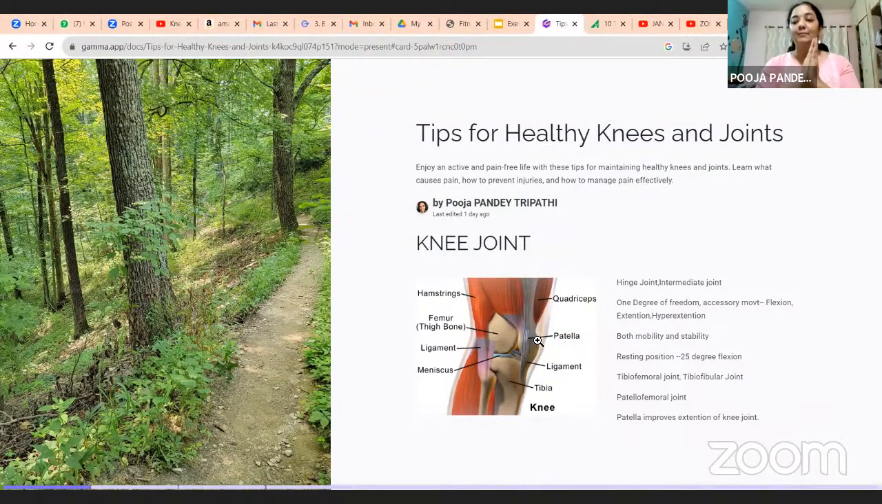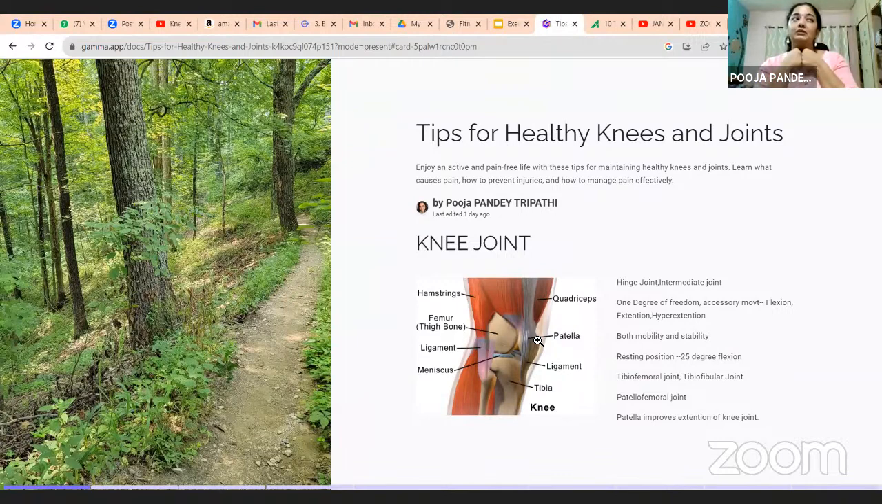Now let us come to the ligaments. There are a lot of ligaments and even the meniscus in the knee. So you can get meniscus degeneration, and you can get ligament degeneration also. Very common is the ACL, the anterior cruciate ligament, which is very common for injury, sprain and strain.